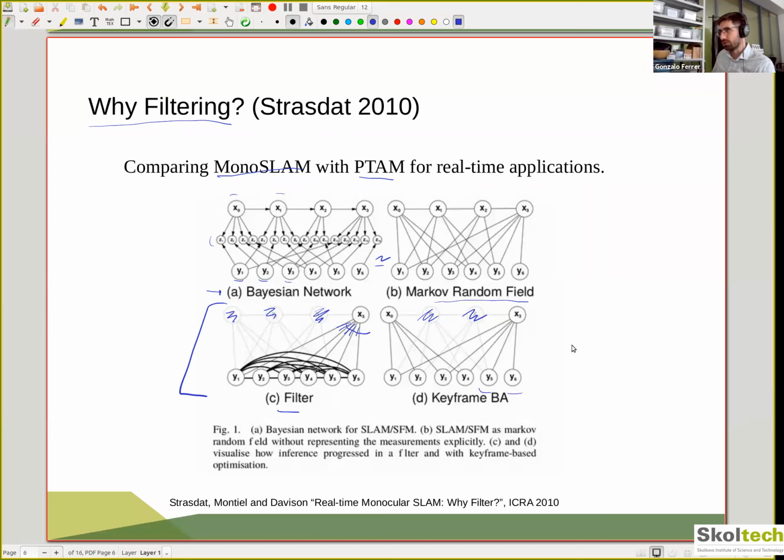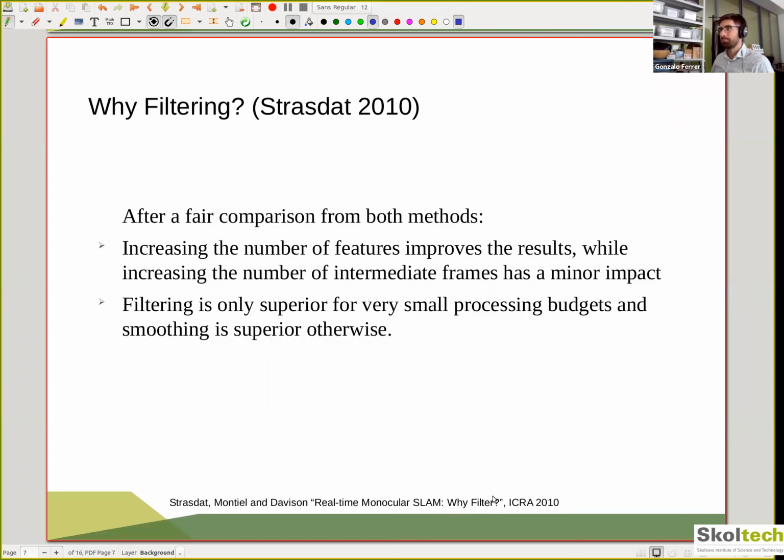So this is the topology of the two problems that we are discussing here. And it's very important, right? I think this graphic summarizes really well. This work, I think at that time, was saying, look, what is better to do? And there are always trade-offs. But in this case, the answer was really surprising. So they were doing a fair comparison. You can take a look at this paper if you want. It's in Canvas, or just look in Google Scholar. But after a fair comparison for the two methods, they were asking why filtering? So this is the announcement of the results. The question was, why filter?